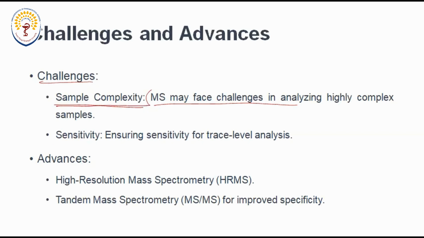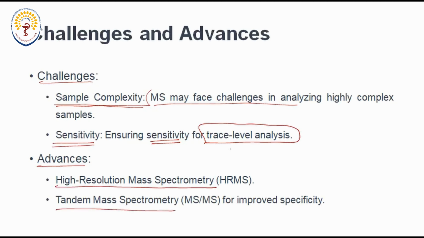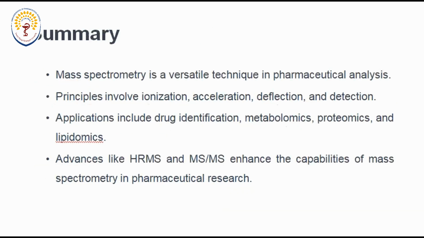Now the sensitivity. Obviously, if you are performing trace level analysis, you expect that your mass instrument is very sensitive. So sensitivity issues can also happen. If you are performing trace level analysis, you need to be extremely careful while performing mass spectrometry. Now what are the advances? High resolution mass spectroscopy is now available. There is also tandem mass spectroscopy, called MSMS, which is used to improve specificity.